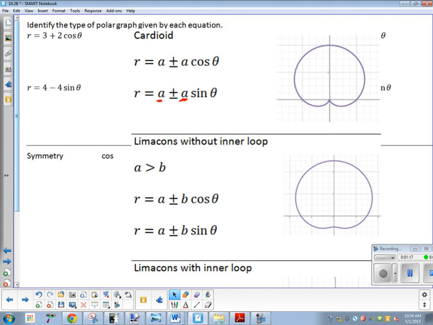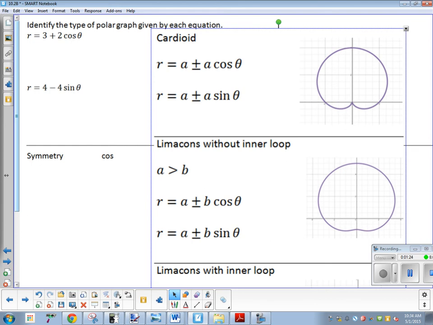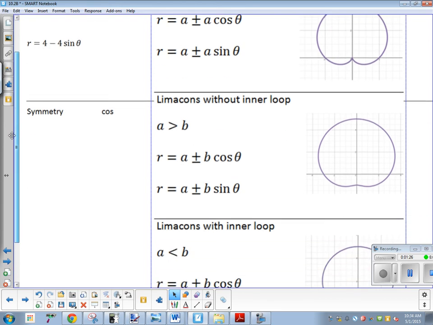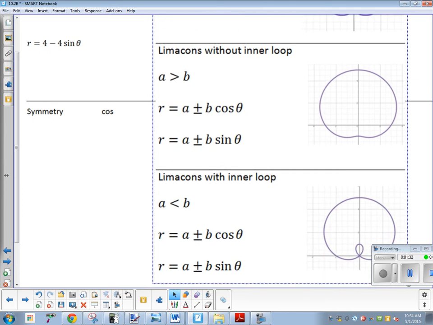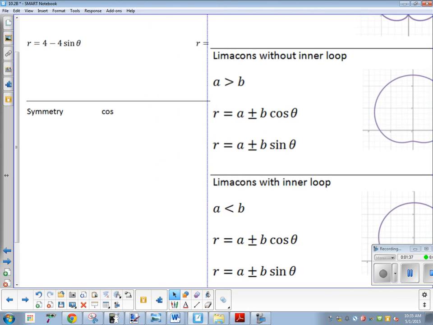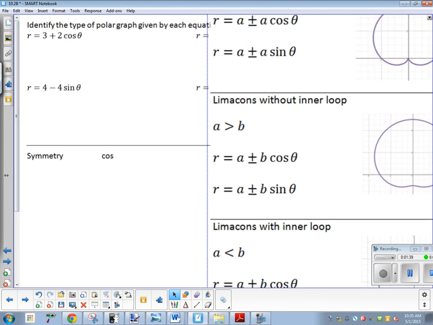They're either going to be equal, like this first one, a cardioid. If they're equal to each other, it's a cardioid. It's A and A. It's the same value. That number in front could be bigger than the other one. Then it becomes a limacon without an inner loop, or it could be less than that one, and it would be with an inner loop. Okay, a little bit confusing, but let's talk about it.